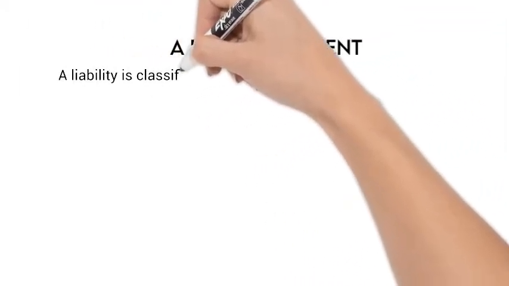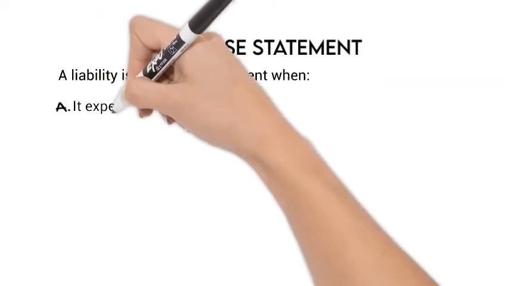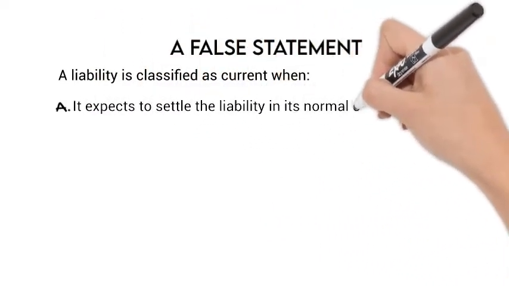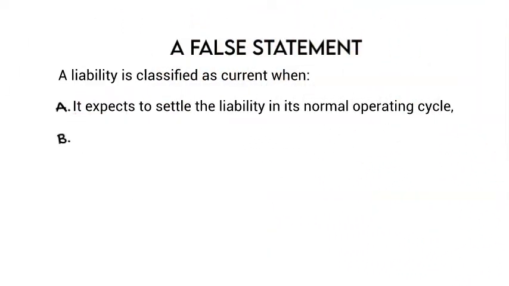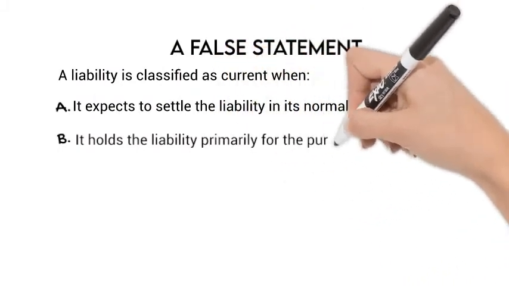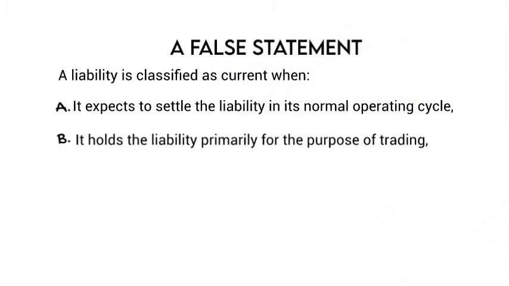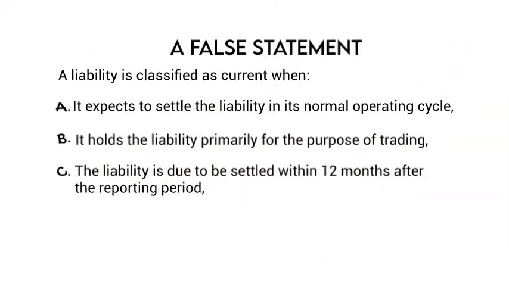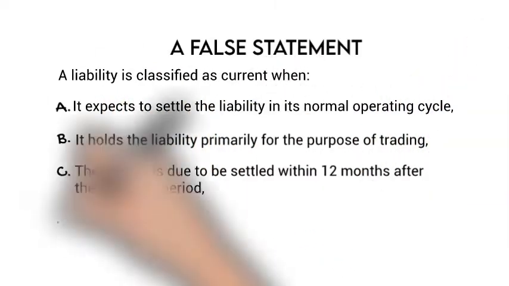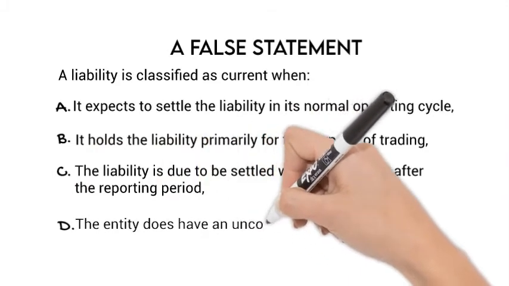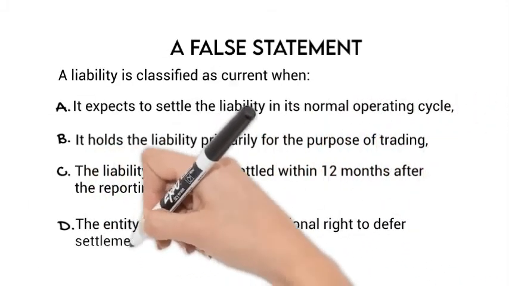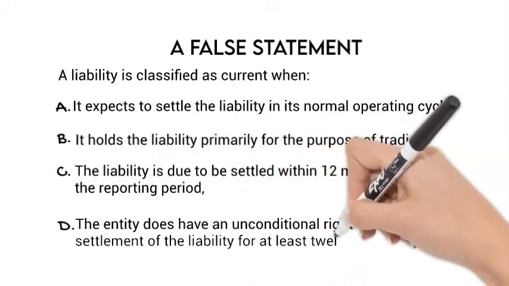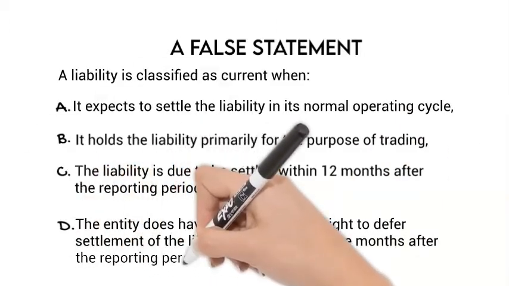Number 4. Alin sa mga sumusunod ang mali? A liability is classified as current when it expects to settle the liability in its normal operating cycle, it holds the liability primarily for the purpose of trading, the liability is due to be settled within 12 months after the reporting period, or the entity does have an unconditional right to defer settlement of the liability for at least 12 months after the reporting period.